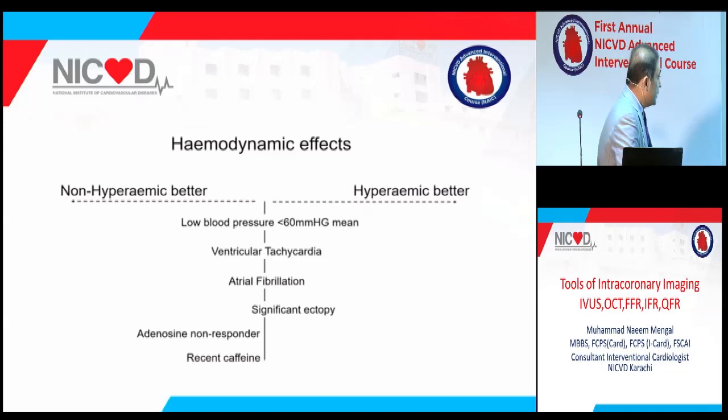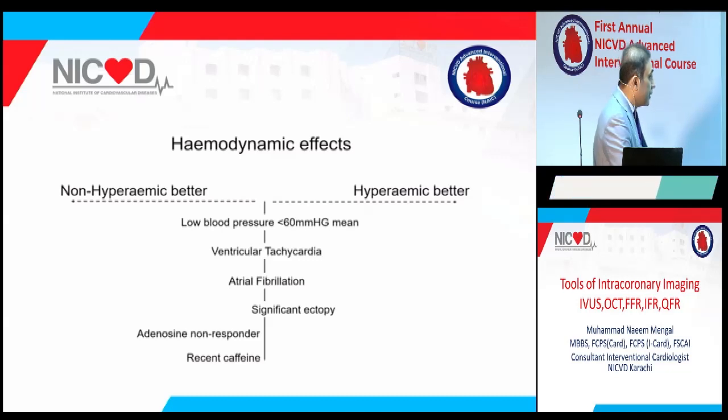So what are the certain hemodynamic situations that can affect the results of the iFR and FFR? If there is low blood pressure, like mean blood pressure less than 60, or there is ventricular tachycardia or atrial fibrillation, then whether it is iFR or FFR, hyperemic is FFR, non-hyperemic is iFR, both can give you the same results. When there is significant ectopy, you better go with FFR. For patients who have had recent caffeine, remember that caffeine can affect the results of the FFR. Patients should not take coffee for at least 24 hours.